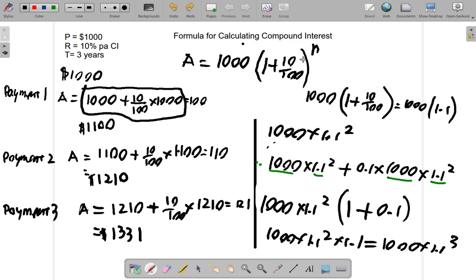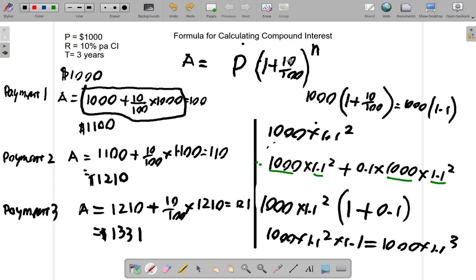But in a more general form, it might not have been 1,000, it might have been 100, or it could be 5,000 or whatever. So let's just call it the principal, instead of saying 1,000 as a specific number. It is a principal amount of money. So this formula, we've seen so far that it has worked for us. A is equal to P bracket 1 plus 10 over 100 to the power of n.